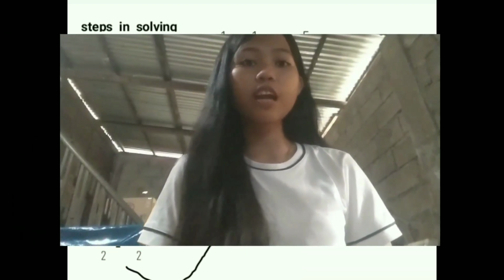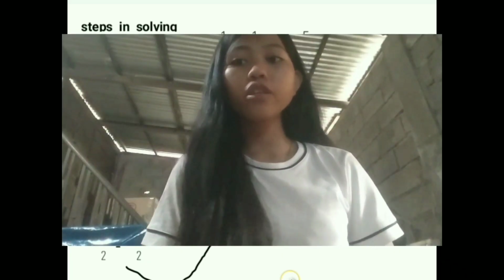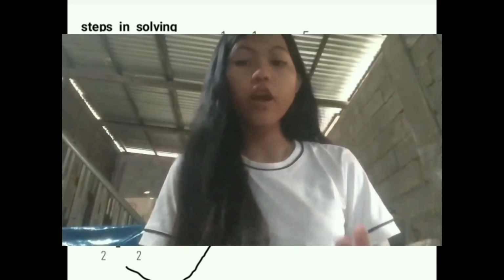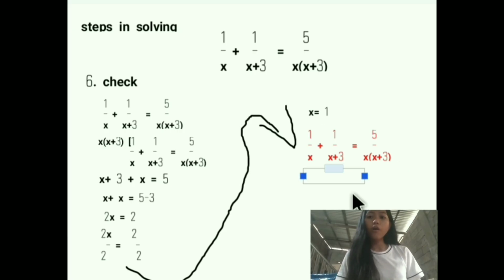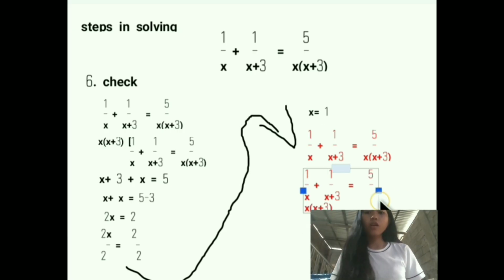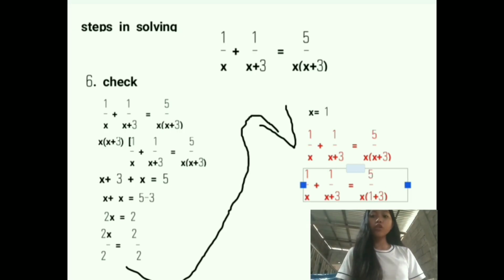Now we'll be discussing checking. Here in checking, you need to check for an extraneous solution. First, plug the answer back into the original equation. So the original equation is 1 over x plus 1 over x plus 3 equals 5 over x times x plus 3. After writing the equation, substitute the value of x: 1 over 1 plus 1 over 1 plus 3 equals 5 over 1 times 1 plus 3.